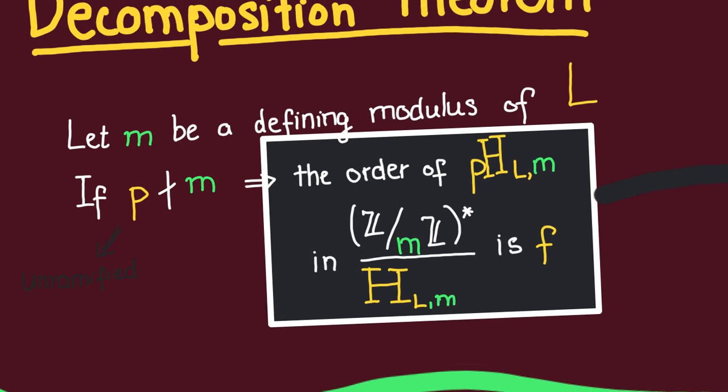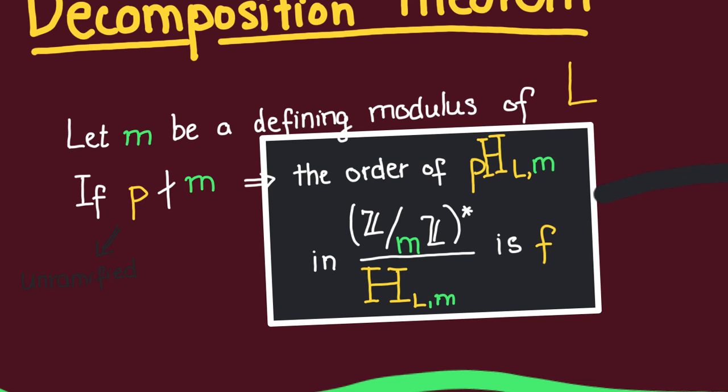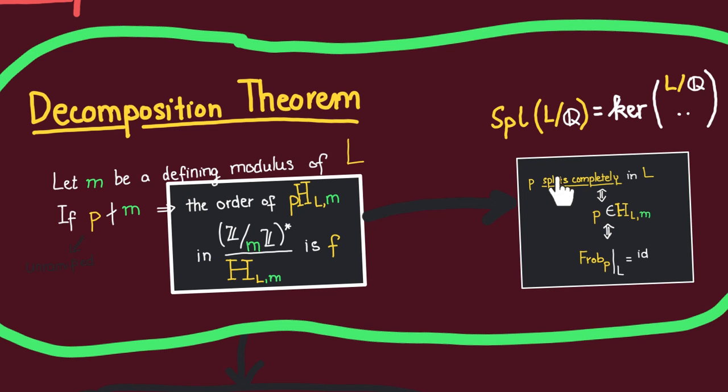Now coming back, since the order of p in this quotient is equal to this inertia degree, we see that p splits completely if and only if this inertia degree is 1, i.e. if and only if p lies inside this kernel of the Artin map. So up next, let us use this idea to prove quadratic reciprocity.